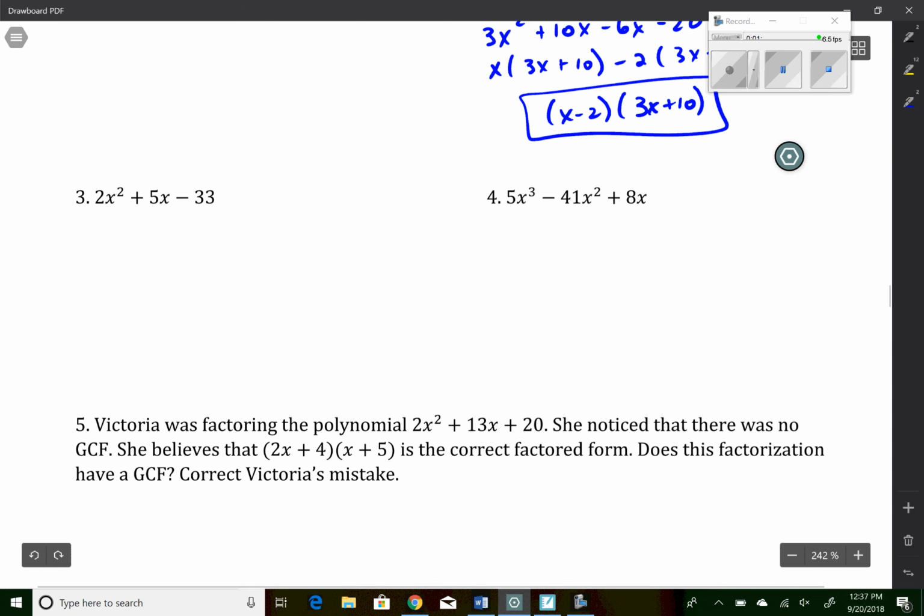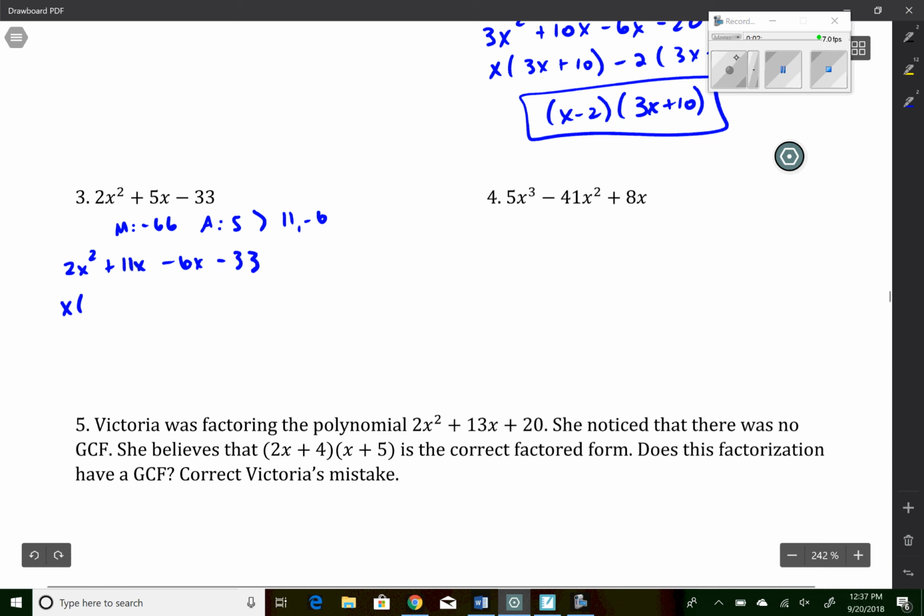For number 3, AC method again. So it multiplies to negative 66, adds to make 5. So that would be 11 and negative 6. I'm going to break this up. 2x squared plus 11x minus 6x minus 33.